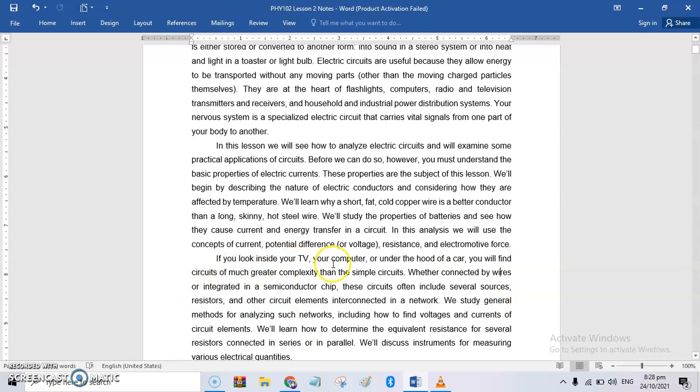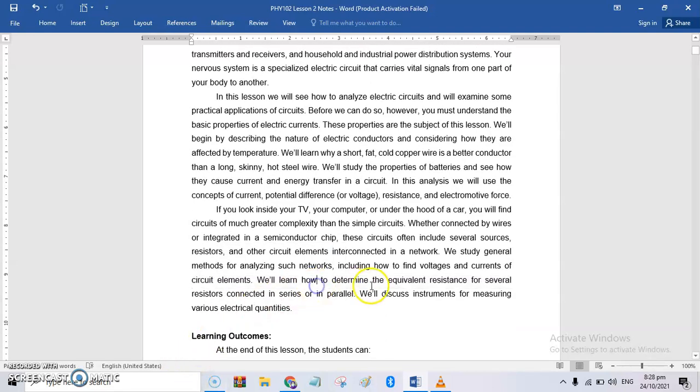If you look inside your TV, your computer, or under the hood of a car, you will find circuits of much greater complexity than the simple circuits. Whether connected by wires or integrated in a semiconductor chip, these circuits often include several sources, resistors, and other circuit elements interconnected in a network. We study general methods for analyzing such networks, including how to find voltages and currents of circuit elements. And we'll learn how to determine the equivalent resistance for several resistors connected in series or in parallel.